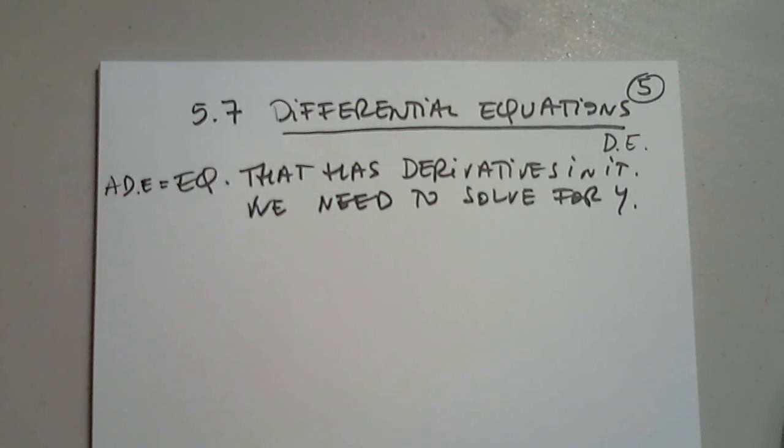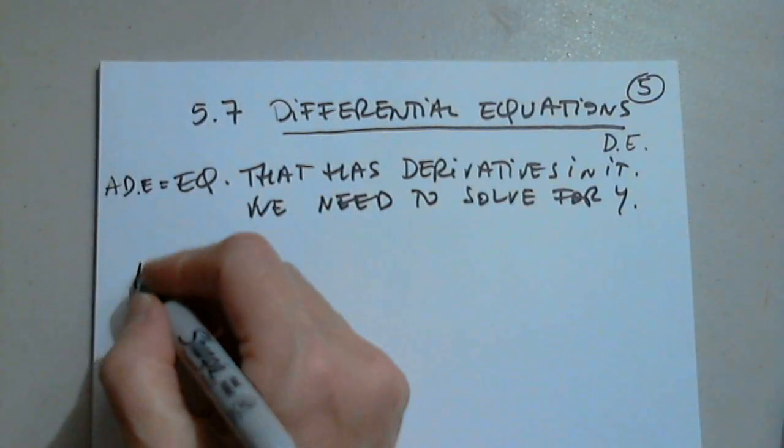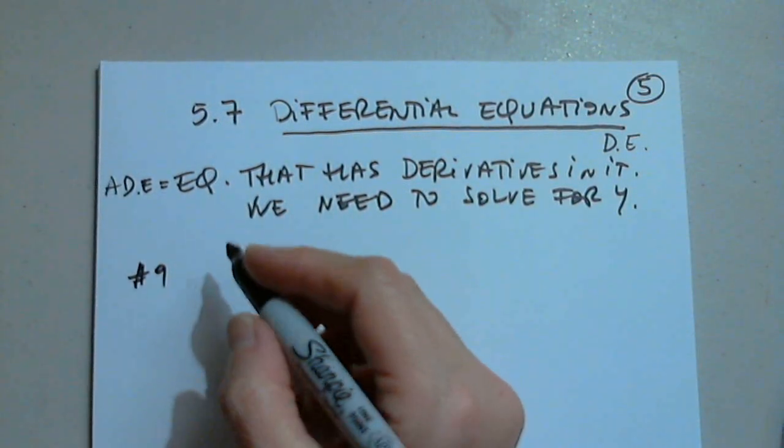I'm not going to start with this. I want to start with something even easier. Something like this, 9 through 12. And then we'll come back to this, of course. Let's start with number 9. And then you choose the next one.